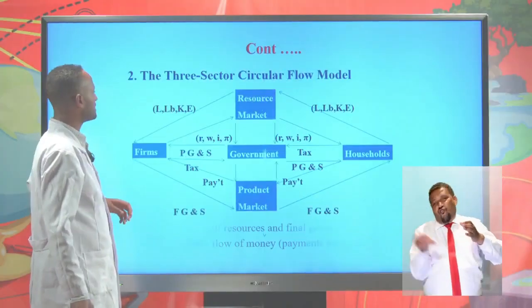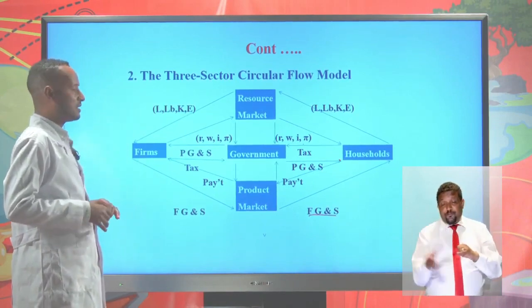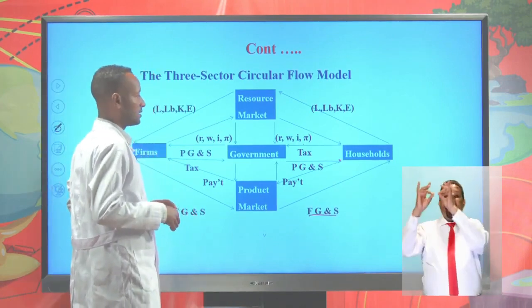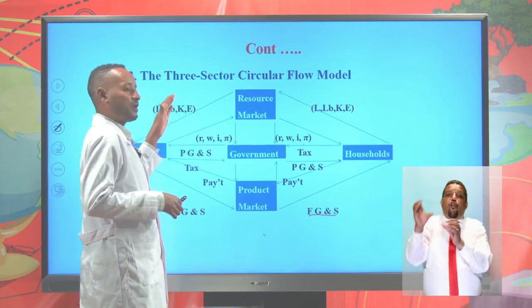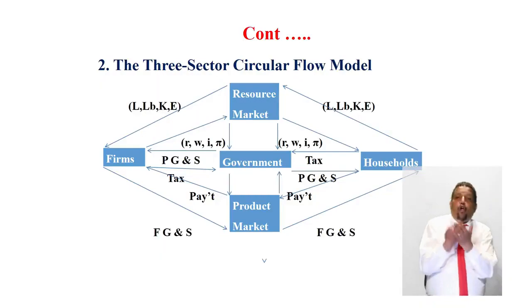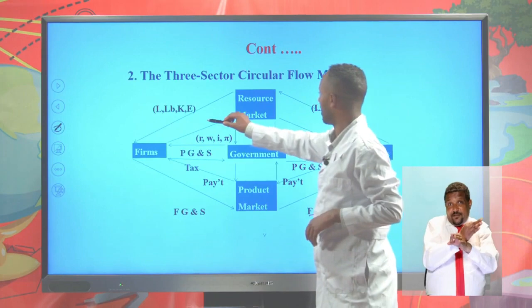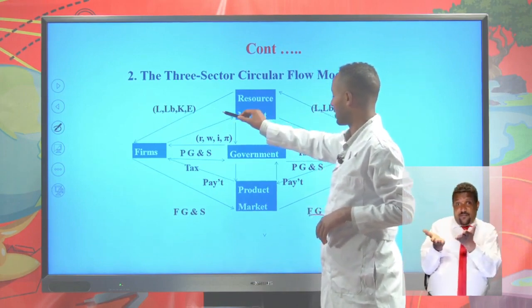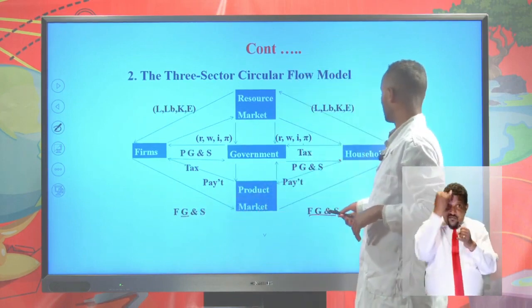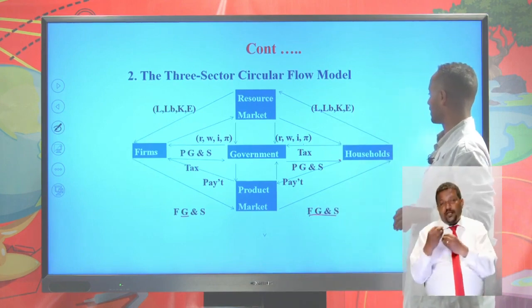Now let's see the three-sector circular flow model. Under the three-sector circular flow model, households, firms, and government interact in the product and resource markets. That means the flow of the two-sector circular flow model remains unchanged. Households are suppliers of economic resources in the resource markets, and firms are demanders of economic resources in the resource market. Firms are suppliers of final goods and services in the product markets, and households are demanders of final goods and services in the product market.